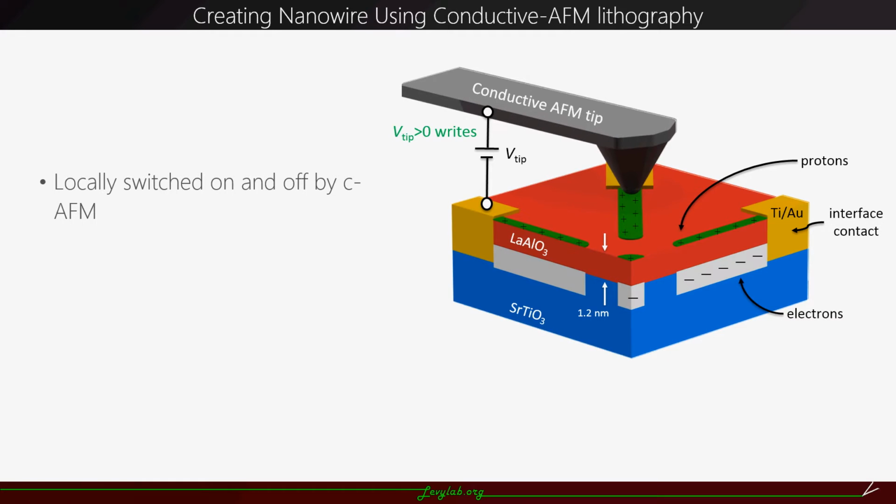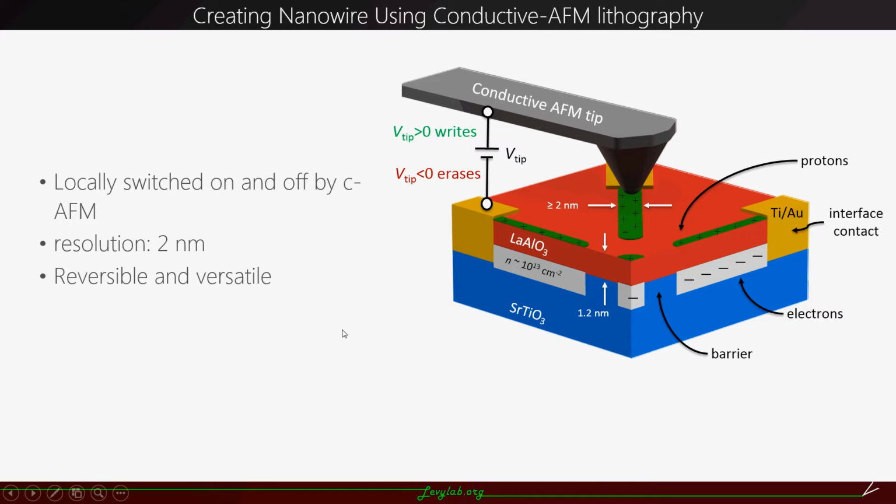The width of nanowire can be as thin as 10 nanometers, and by properly controlled tip voltage, it can be further reduced to 2 nanometers. The process is reversible, therefore by applying a negative voltage, the interface can restore insulating state and the structure can be erased. This allows us to create nanostructures such as quantum dot, quantum point contacts, and superlattices.